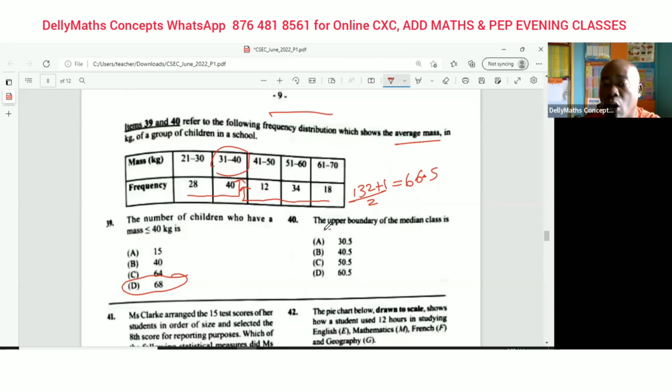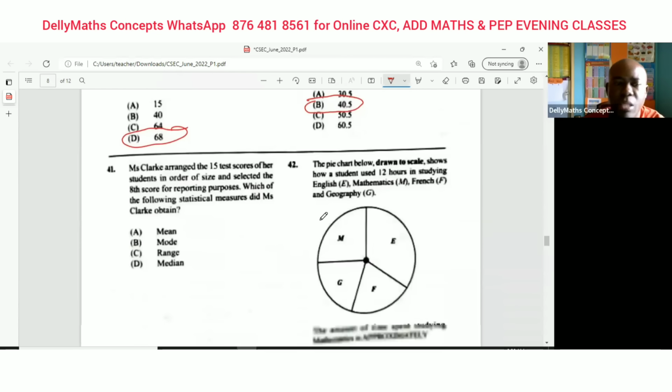But all they want is the upper boundary of the median class. Upper boundary, if we have 31 to 40, we add 0.5 to that. So 40.5 is the upper boundary for the median class.